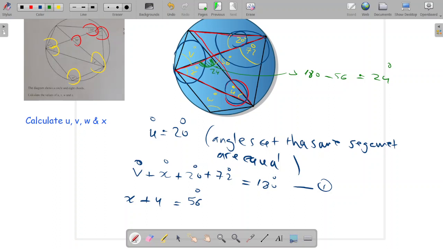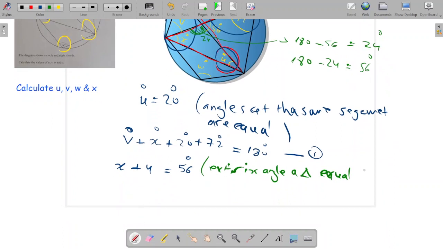So since I know that this is equal to 24 degrees, you will notice that x plus u is going to be equal to 180 minus 24, which is equal to 56. So you will say that x plus u is equal to 56. It means that's going to be the exterior angle at the triangle, equal to the internal angles. Yeah, so that's the idea. So this is another equation. This is equation 2.